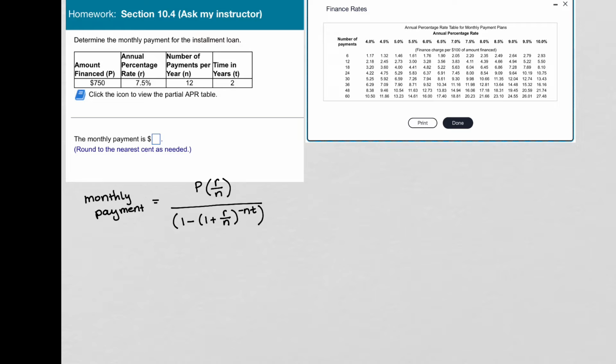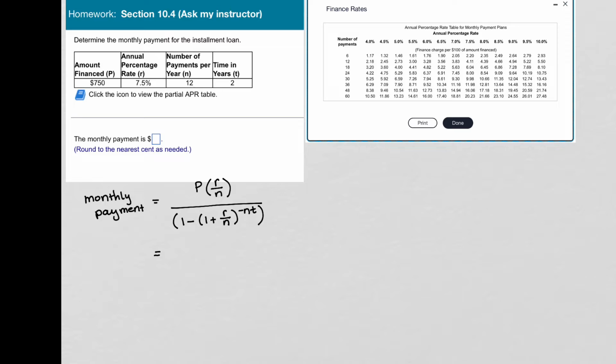We take the amount financed, which is P, multiply it by the annual percentage rate, R, divided by N, which is the number of payments in 1 year. And then we divide that quantity by the denominator here, which is 1 minus, and then in parentheses, 1 plus, again, the rate divided by the number of payments in 1 year. And we raise that to the power of negative n times t, which just gives us the total number of payments.